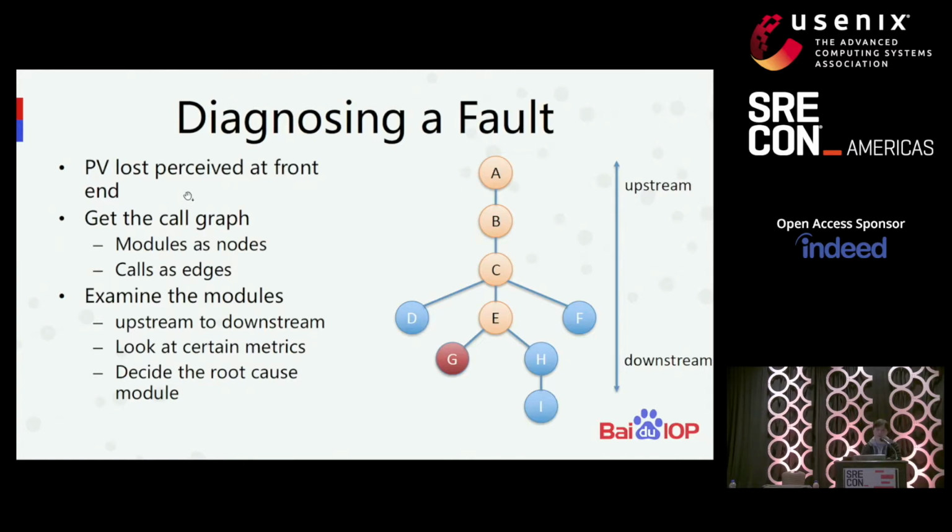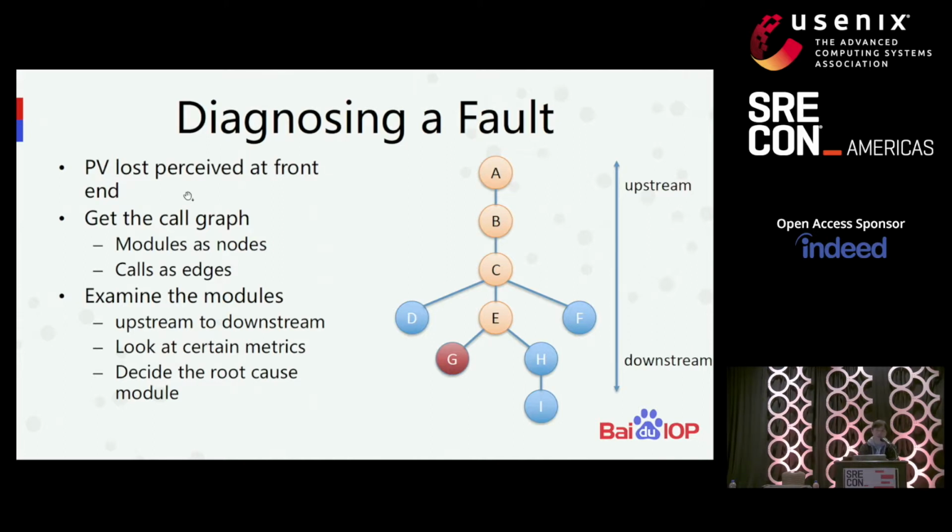When I first started this project, I had a few conversations with our on-call engineers to learn how they diagnose the service. They first perceive the service fault by a lot of PV loss on the front-end modules. Then they pull up a call graph of the whole service, for example as shown on the right side. Suppose module A is the front-end module. They first put the suspicion on this module and then check the modules that A directly depends on. Here in this service, it only depends on a single module, B.